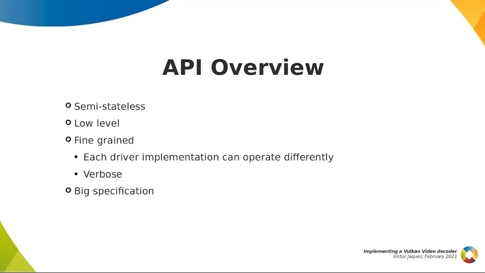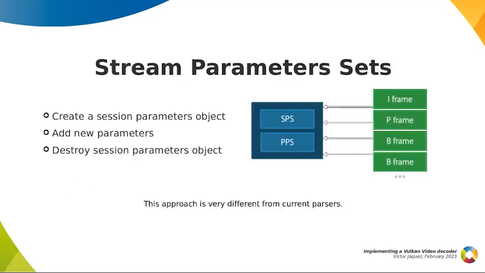And also, the API is very verbose. You have to specify a lot of things, and the specification is huge. I'm not a Vulkan developer myself. I just started part-time last year, and still I cannot process the whole spec yet.